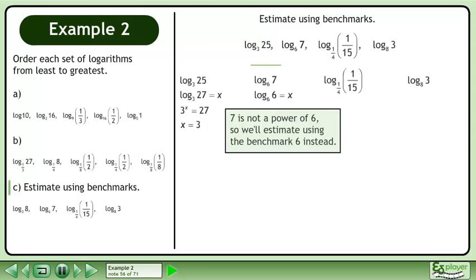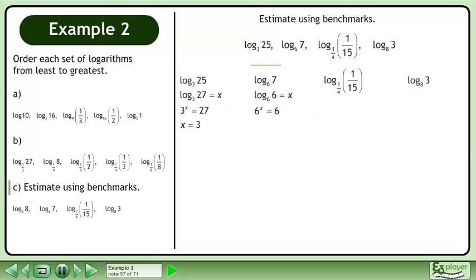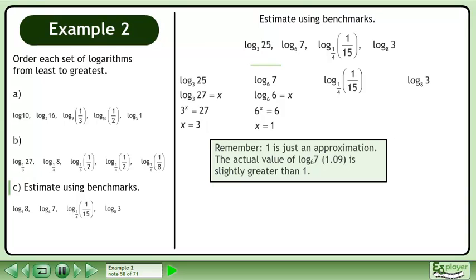In the next logarithm, 7 is not a power of 6, so we'll estimate using the benchmark 6 instead. The logarithm can be written as 6 to the power of x equals 6. This gives us x equals 1. Remember, 1 is just an approximation. The actual value of the base 6 logarithm of 7, 1.09, is slightly greater than 1.